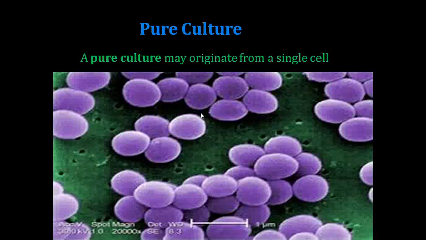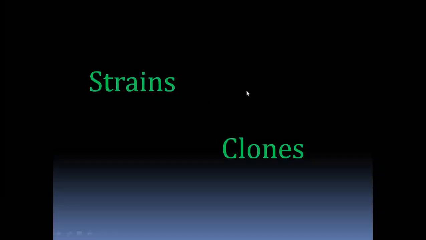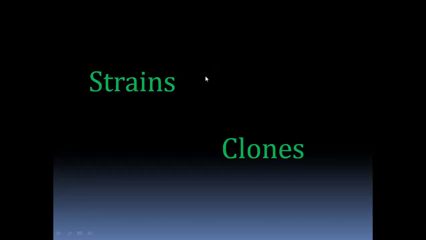So what is pure culture? It is a culture which has been derived or originated from a single type of cell or organism. We don't have any other contaminant within that particular microbial population. Fine. So that is your pure culture, right? We'll try to understand pure culture with the help of two terms, that is strain and clone. We'll also try to differentiate between these two terms so that we can understand what is strain and what is clone.